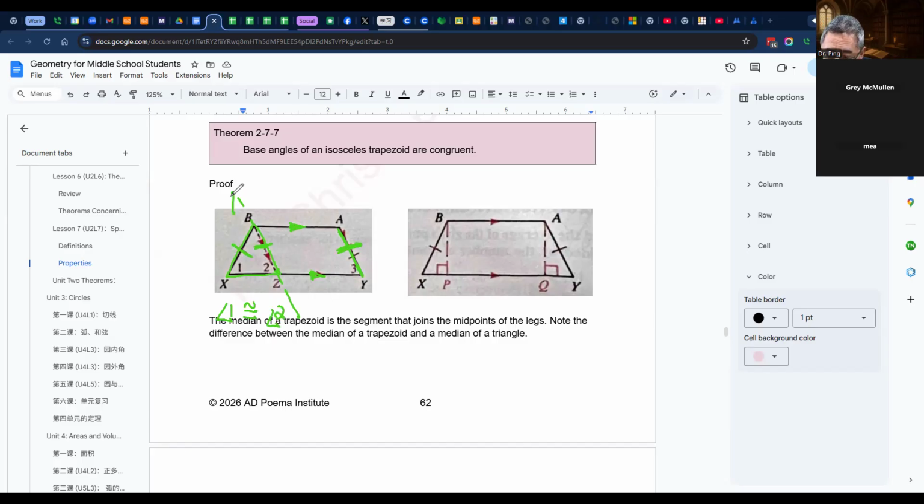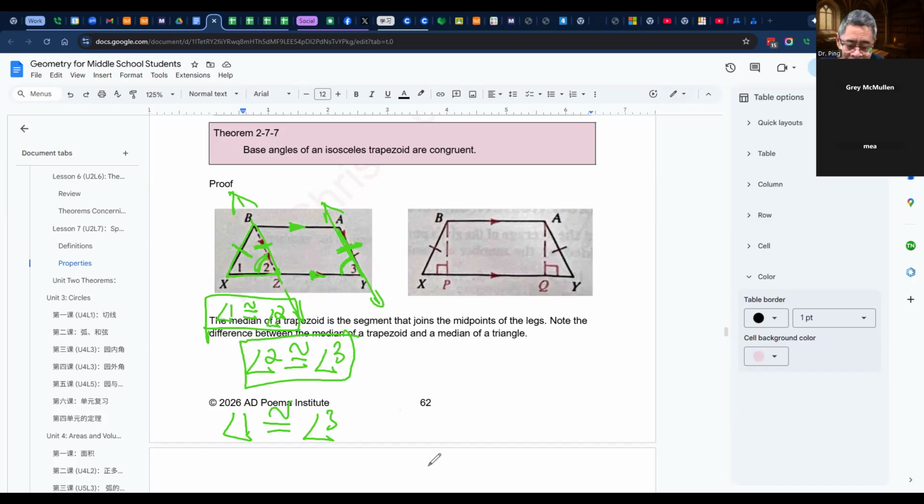And because this line and this line are parallel, this and this are corresponding angles. So angle 2 is congruent to angle 3. Because angle 1 is congruent to angle 2, and angle 3 is also congruent to angle 2, therefore angle 1 is congruent to angle 3. So that's one way to prove that.